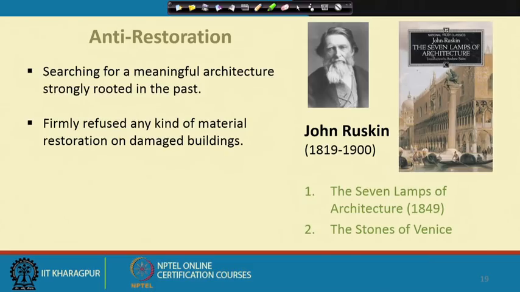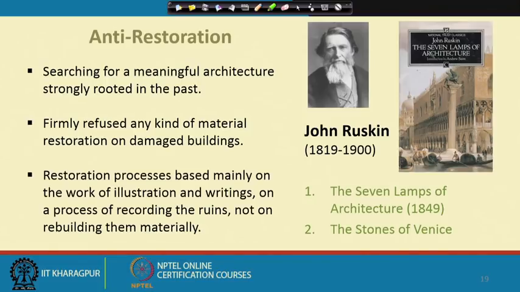And these are the times when these two historians, or restoration gurus, came and talked about how we should preserve our history. Ruskin firmly refused any kind of material restoration on a damaged building, whereas Viollet-le-Duc basically talked about Gothic principles. He tried to understand the principles that these buildings had embedded in them. Ruskin talked basically about searching for the meaning in this architecture.